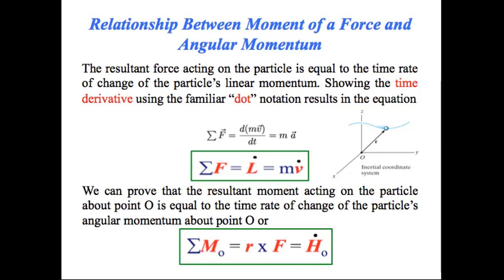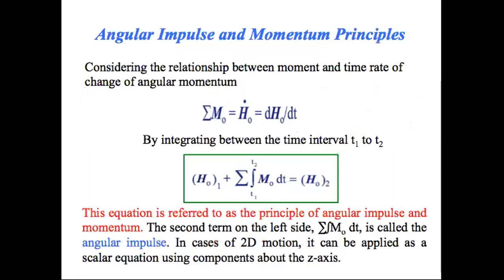We can prove that the resultant moment acting on a particle about O is equal to the time rate of change of the particle's angular momentum about point O. Considering the relationship between moment and time rate of change of angular momentum, we follow this equation. By integrating between the time interval t1 to t2, we get this equation. This equation is referred to as the principle of angular impulse and momentum.